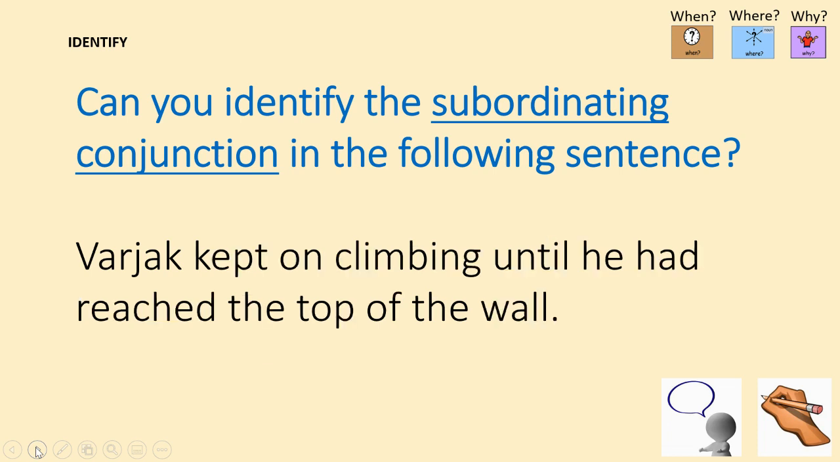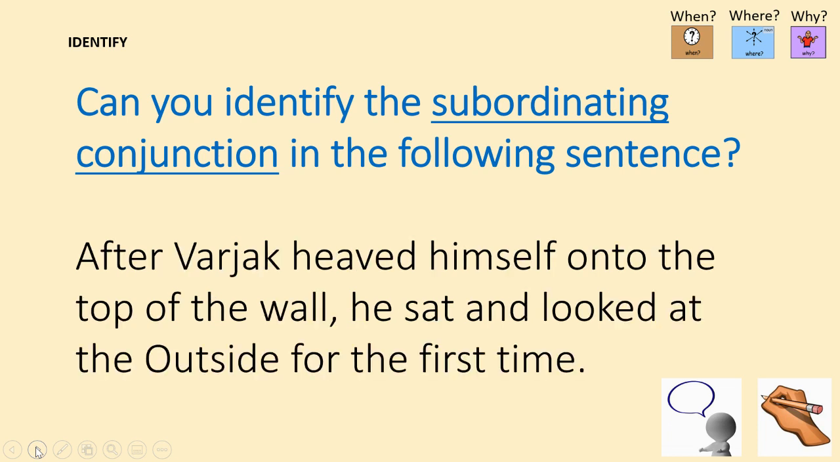Okay, another sentence for us, lots and lots of practice. Let's read the sentence together. Varjak kept on climbing until he had reached the top of the wall. Okay, can I hear it? What's the subordinating conjunction there? Quickly write it down. And the subordinating conjunction there is until. Varjak kept on climbing until he had reached the top of the wall. And we could say, until he had reached the top of the wall, Varjak kept on climbing.